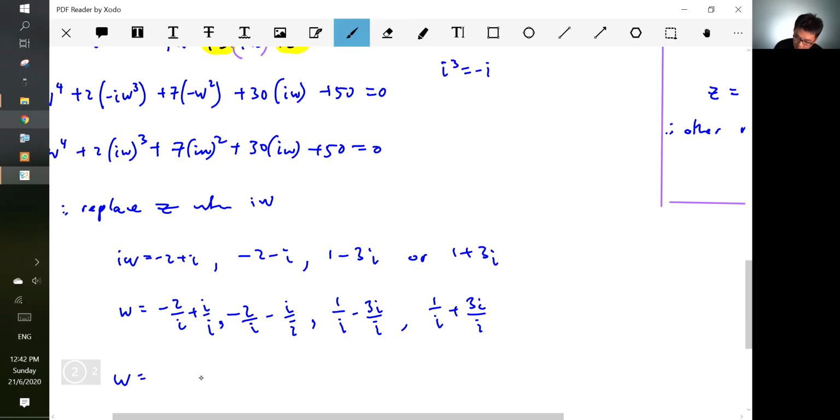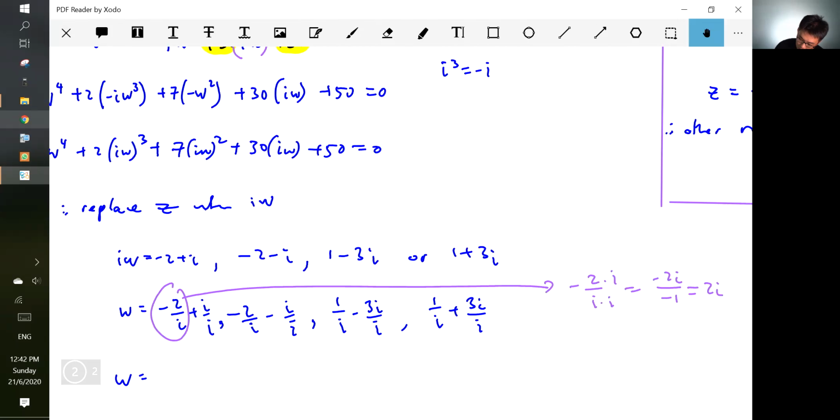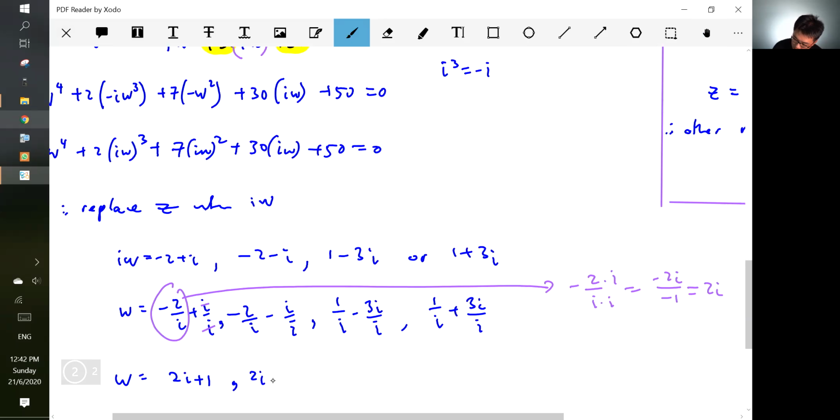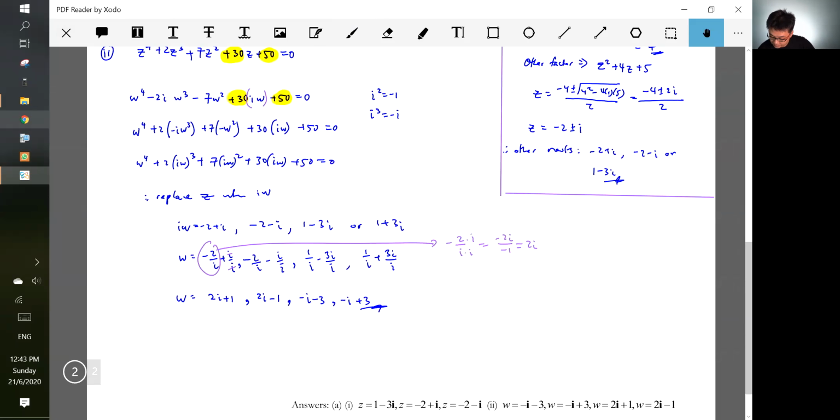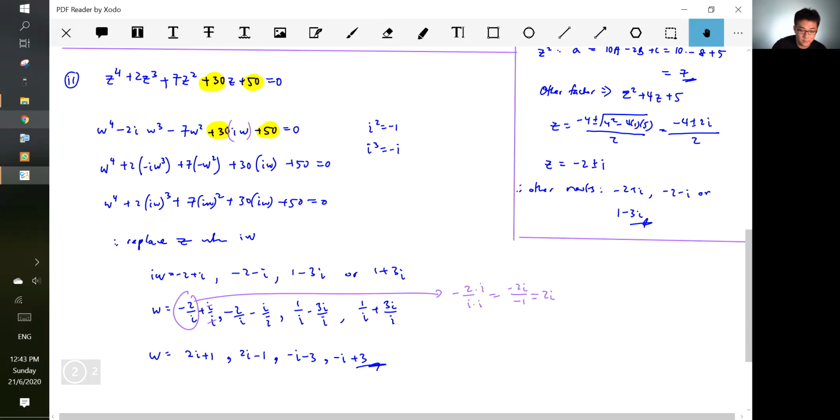Multiply i. So side note, times i, minus 1, so this is 2i. Can cancel the i. That's why I'm doing it like that, because it's easier. So minus 2i, minus 1 times i. Okay, there you go. That's how you get your answer for the second one.